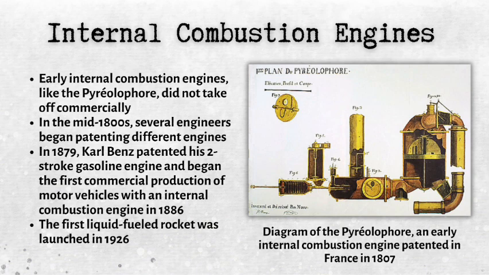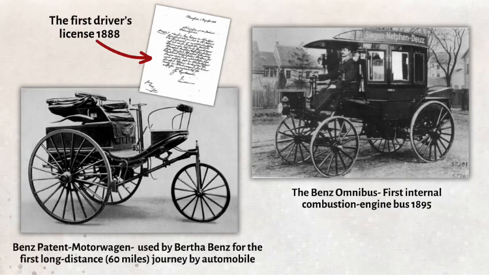Now, you don't need to really know when the first liquid-fueled rocket was launched, but it's interesting that we have the first real car in 1886 and the first rocket launches in 1926. That's only 40 years between cars and rockets. So here we have some images of some of the first Benz automobiles and the very first driver's license, which was issued to operate the Benz patent motor wagon, which is pictured on the bottom left, on public roads in August of 1888.